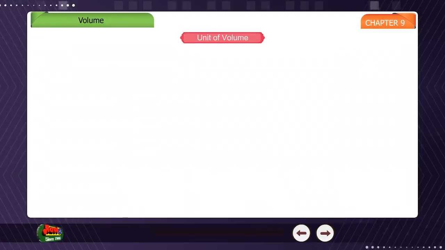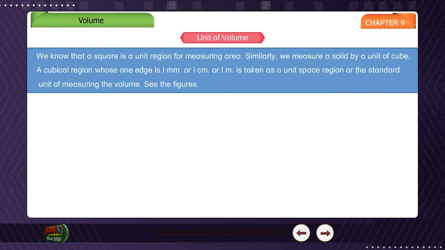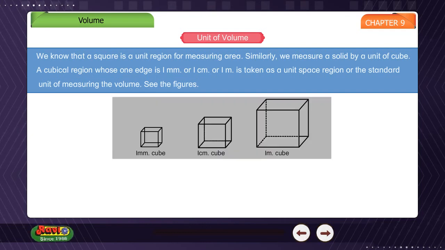Unit of volume. We know that a square is a unit region for measuring area. Similarly, we measure a solid by a unit of cube. A cubical region whose one edge is 1 mm or 1 centimeter or 1 meter is taken as a unit space region or the standard unit of measuring the volume. See the figures: 1 millimeter cube, 1 centimeter cube, 1 meter cube.